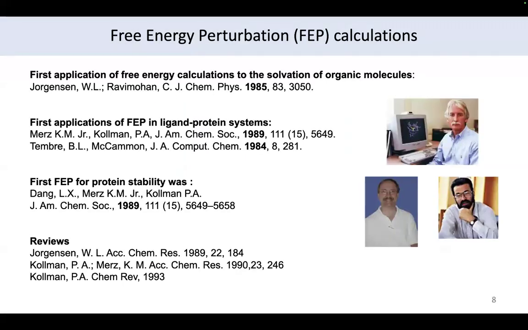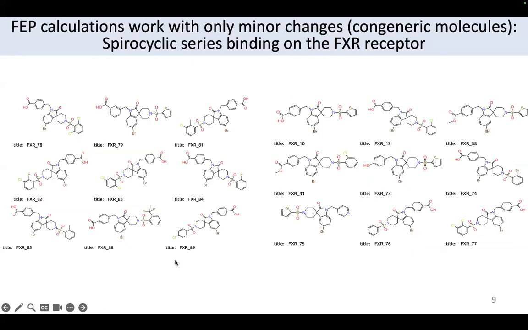This technique is not new. Actually, the first application of free energy calculations to the solvation of organic molecules was published first by Bill Jorgensen and his colleague at Yale in 1985. And the first applications of free energy perturbation in ligand protein systems were in 1989 and 1984, and also for protein stability. And here you can read some nice reviews.